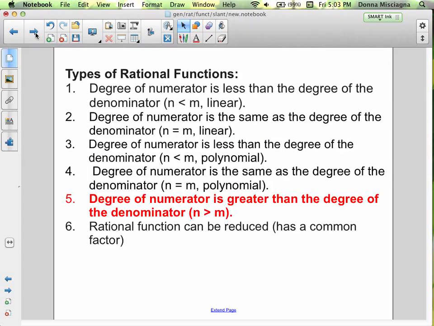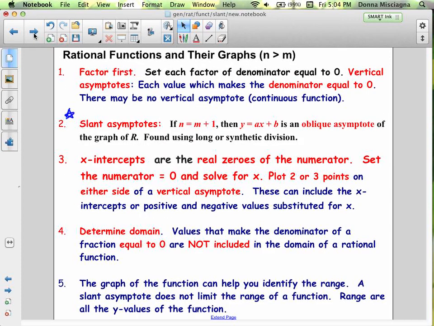Let's take a look. Now this is the last one because we've already done 6. We've already done functions that can be reduced where we have a common factor. So we are going to be graphing where the degree of the numerator is greater than the degree of the denominator, and this is going to only be by 1. We're not going to do any other functions besides just one difference. This is in your notes. This is where your notes start.